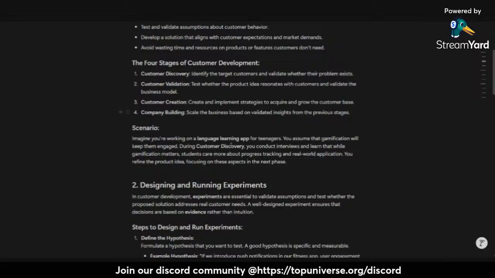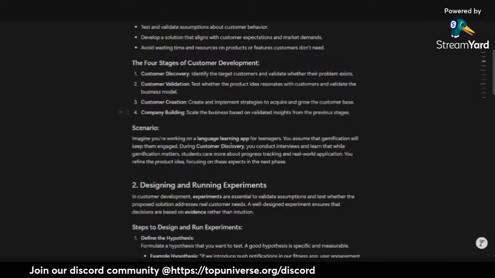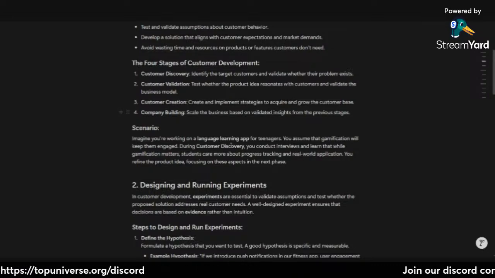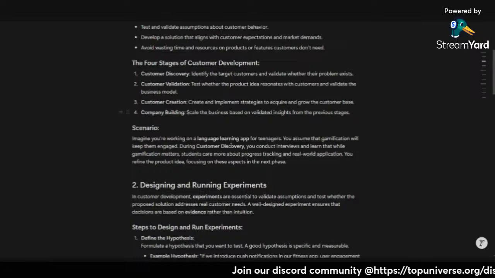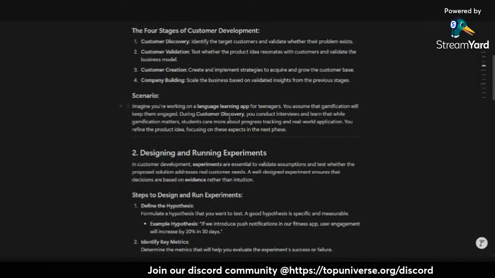what they are learning. You refine the product idea and you focus on those aspects in the next phase, just to ensure that the final solution that you bring into the market is adopted by the target audience that you've actually interviewed, that you've met with during product development.